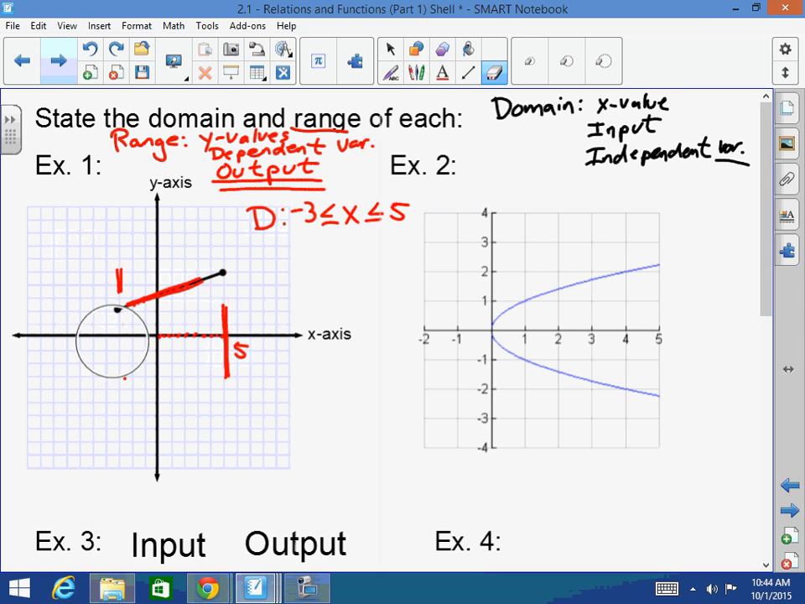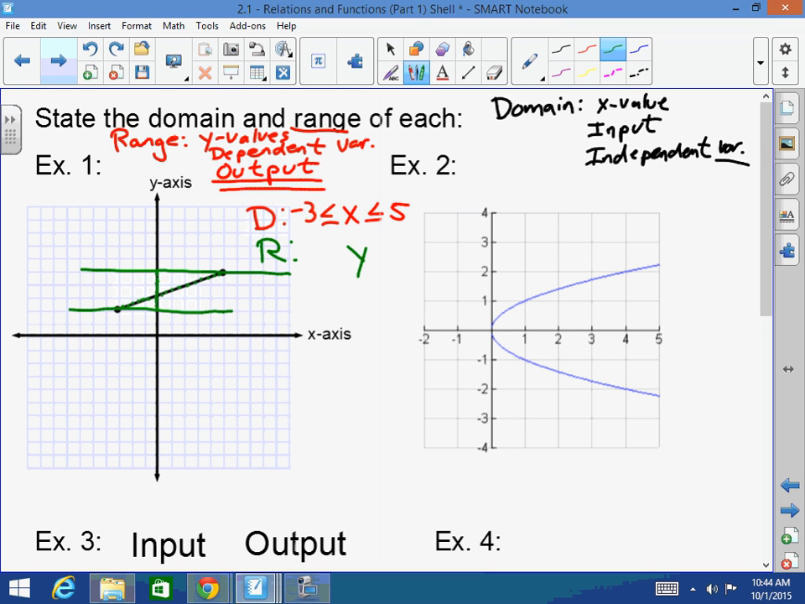Okay. Now, the range. The range is the vertical values, the up and down values. So I look at my lowest value here. I look at my highest value there. Every single y value here corresponds to a y value on this graph. Do you see this? So the range here will be every single y value greater than or equal to 2, but less than or equal to 5. Does that make sense? All right, let's see how much sense it makes.